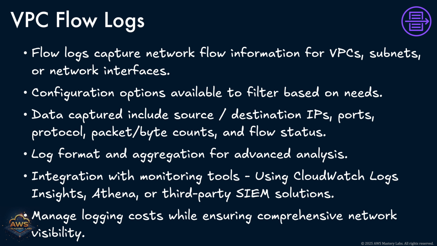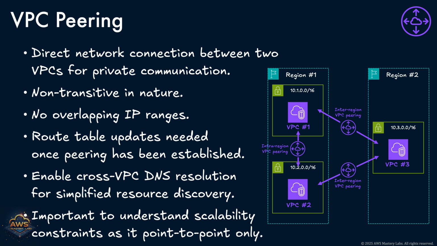VPC peering provides a secure and private way to connect two Amazon Virtual Private Clouds, allowing resources in each VPC to communicate as if they were part of the same network. This connection is established directly using AWS's private infrastructure without traversing the public internet or requiring a VPN. VPC peering is non-transitive, meaning if VPC A is peered with VPC B and B is peered with VPC C, A and C cannot communicate through B.